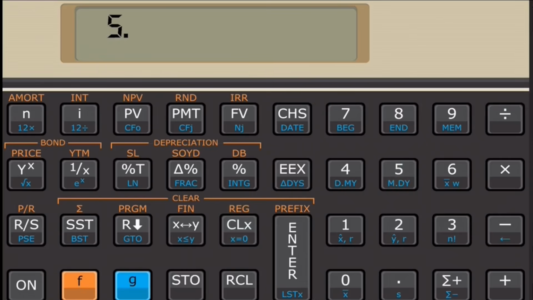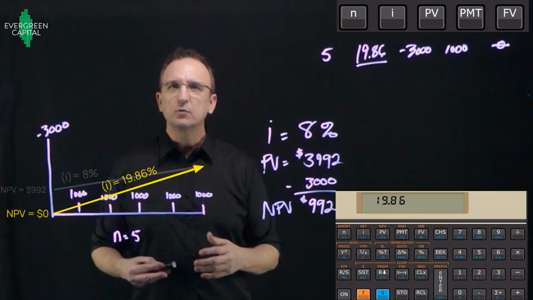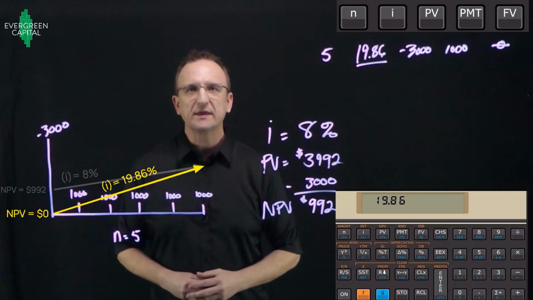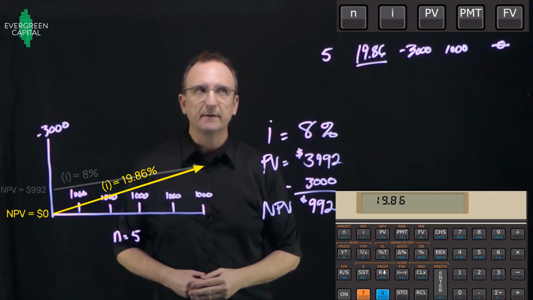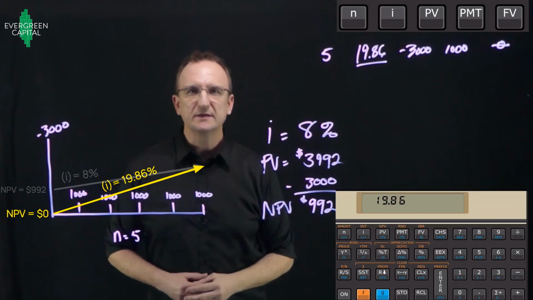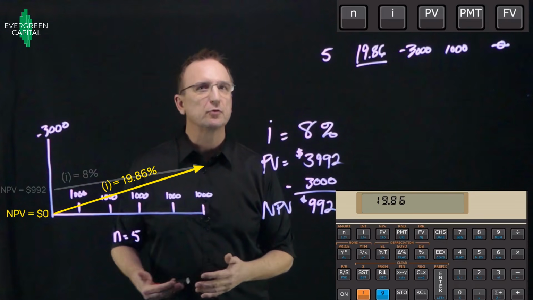So this investment is a 5-year investment, so 5 N. $3,000 was our cash outlay, so that's negative, and that's our present value. We got a $1,000 payment every year. 0 was our future value. And solving for I, we get 19.86%. So again, what that tells us is if we invest $3,000 and we get 5 payments of $1,000 back, that is equal to a 19.86% return per year.